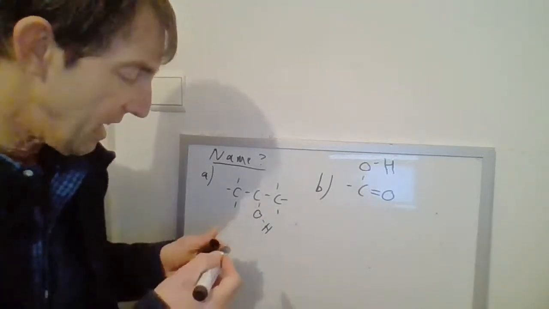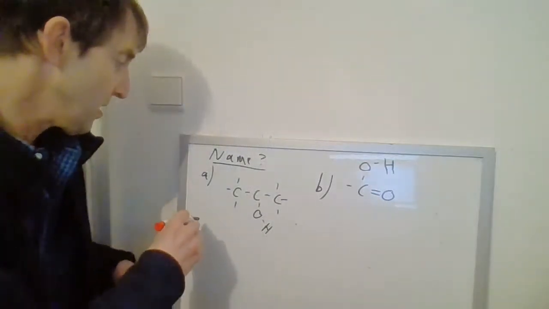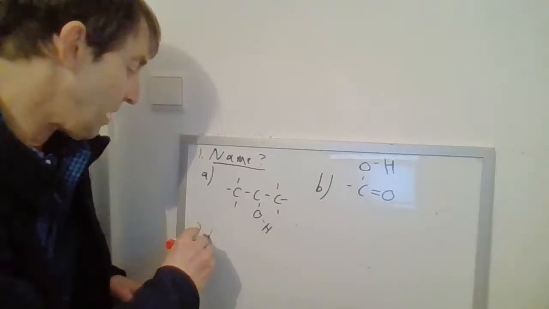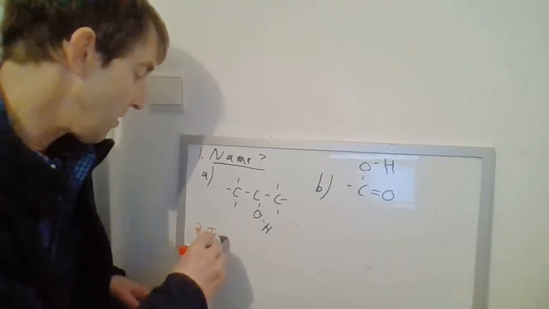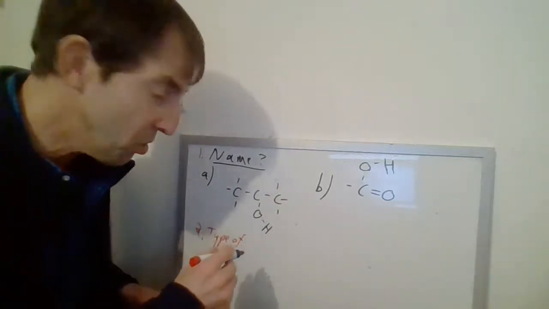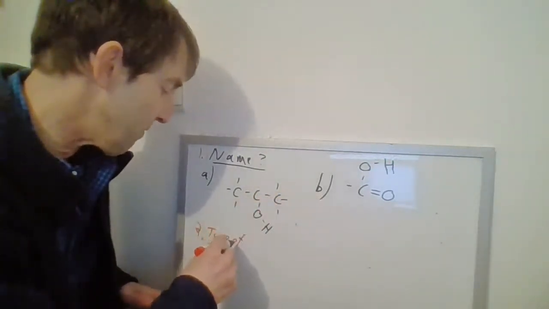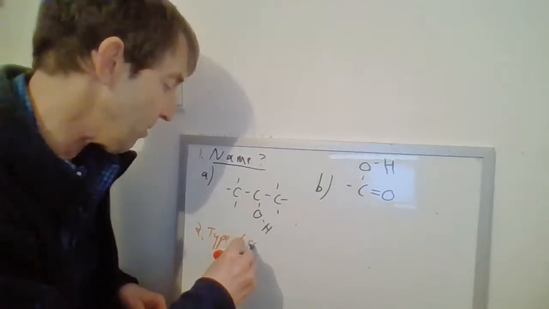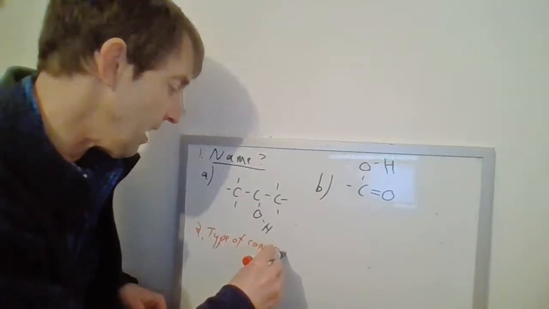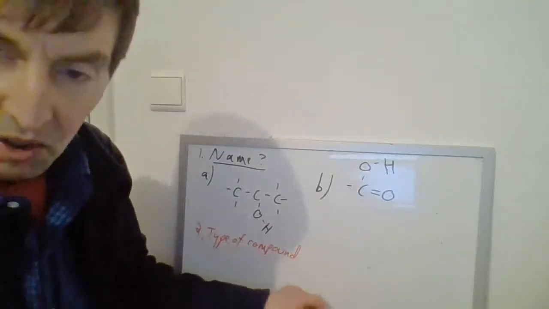So, 1, name, and I'll say 2, type of compound. If you can't do 1, you should be able to at least do 2. So give me an exact name for A and B, and if you can't, tell me what type of compound they are, all right? So punch in your answers, 1A, 1B, 2A, 2B, okay?